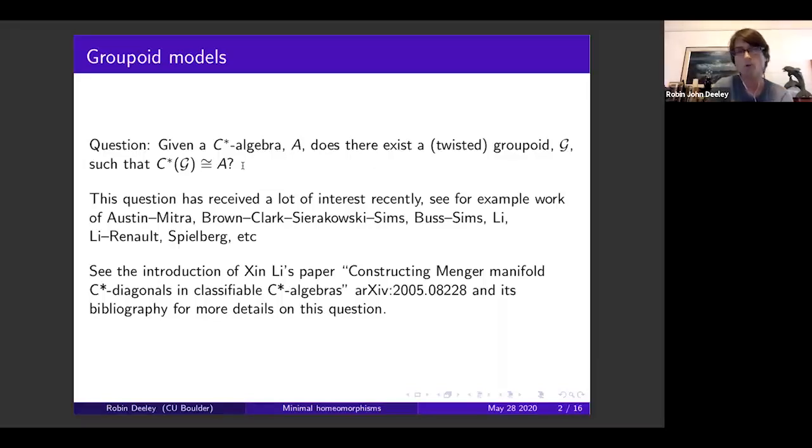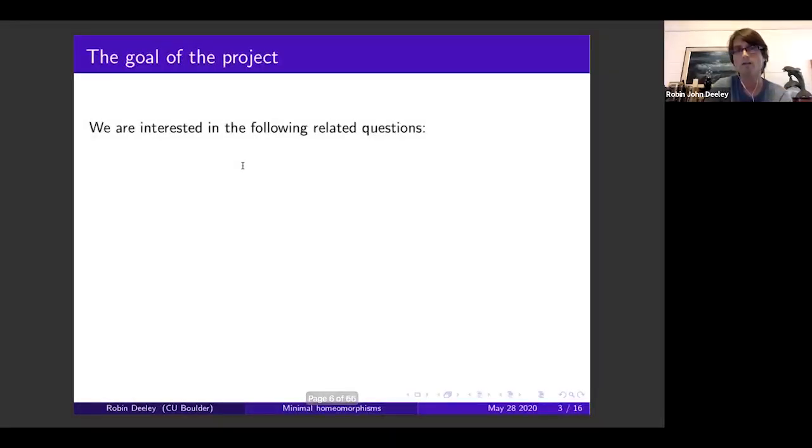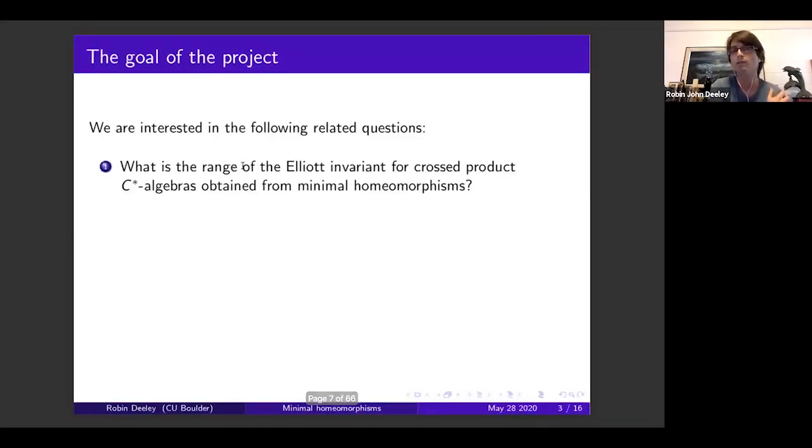All right, so what's the question we're interested in? Well, there's really two. One is, what is the range of the Elliott invariant for crossed products by minimal homeomorphisms? To put this in context with the previous slide, the crossed product C-star algebra in this case is coming from the orbit relation. So it's a super nice groupoid C-star algebra. And we're only trying to realize the Elliott invariant because we'd also like that minimal dynamical system to fit within classification. And for the reasons I described, that's enough to get our groupoid model of the algebra.